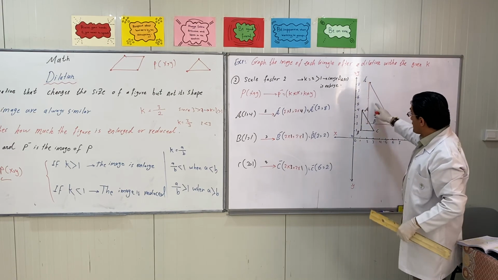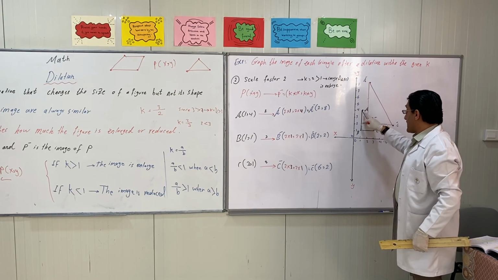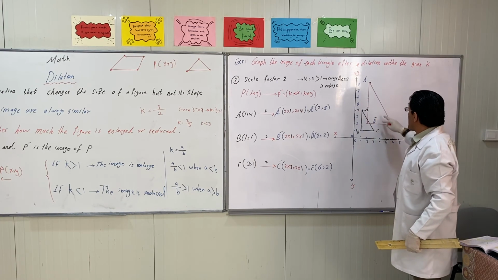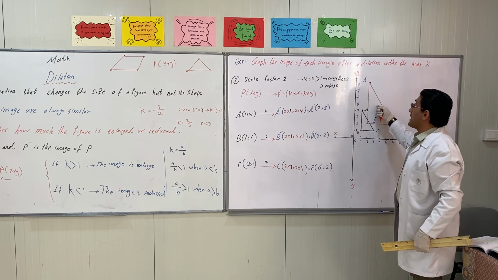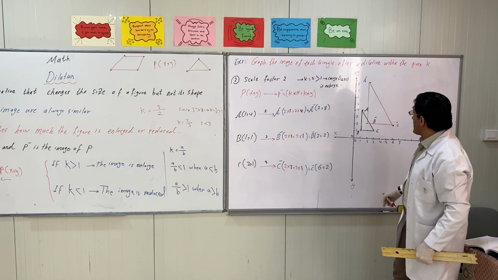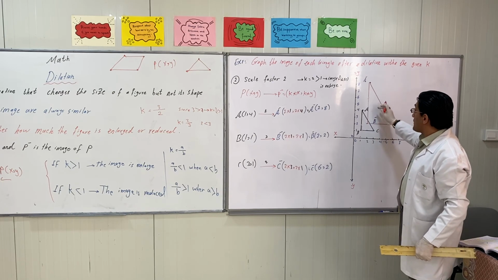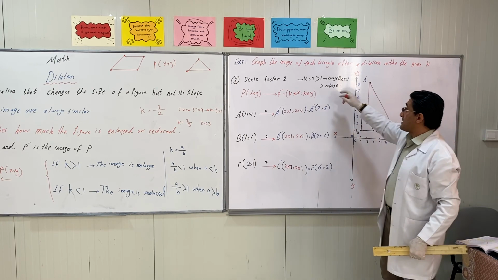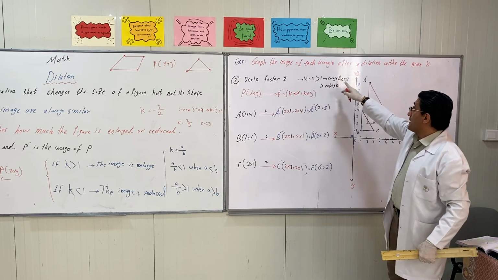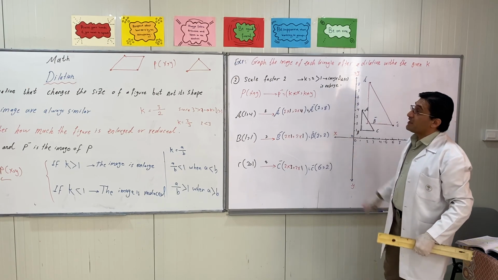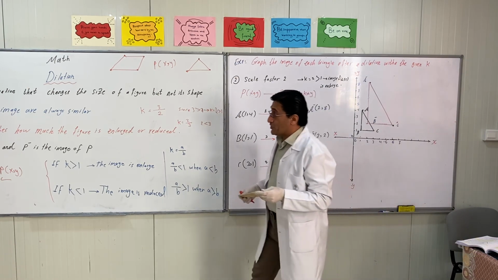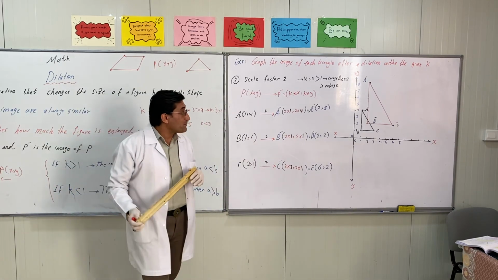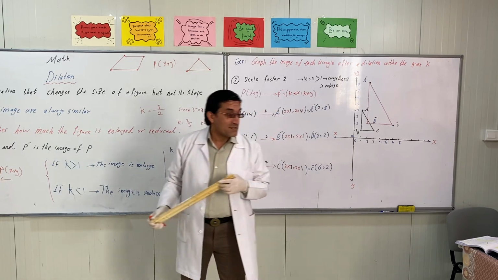So the original triangle, the pre-image, is ABC, but the image triangle is A'B'C'. This red triangle is the image triangle. Is this triangle enlarged or reduced? Of course, it's very clear: this triangle is enlarged. When K is greater than 1, the image triangle is enlarged. This lesson is finished. We will start the next lesson after 15 minutes.